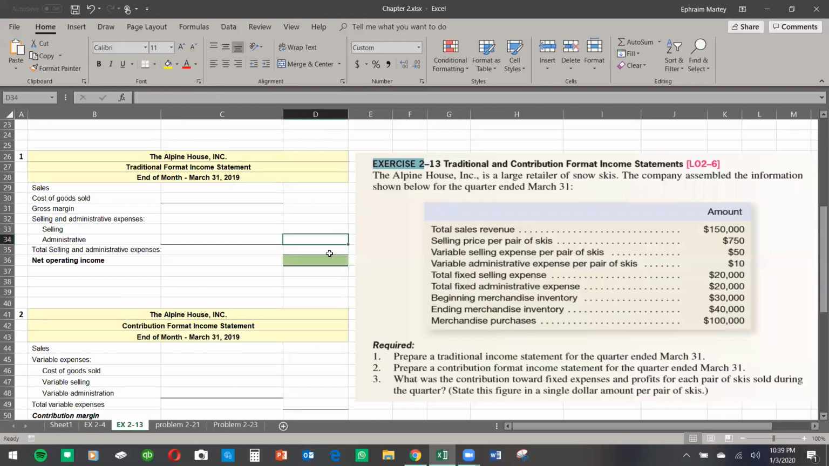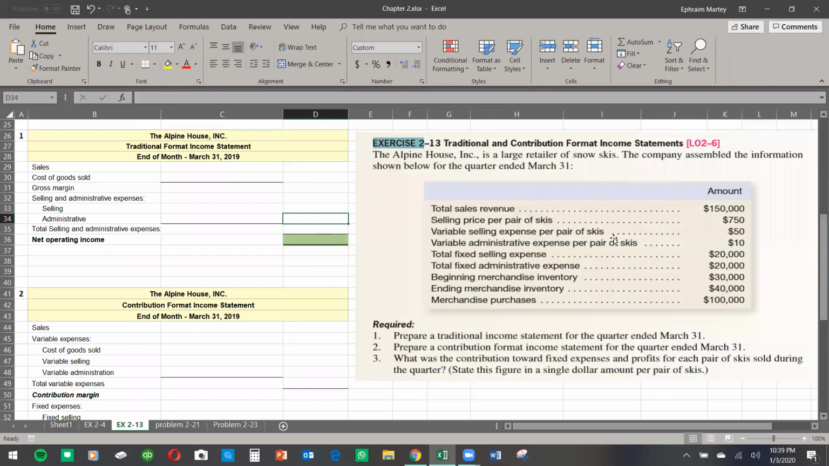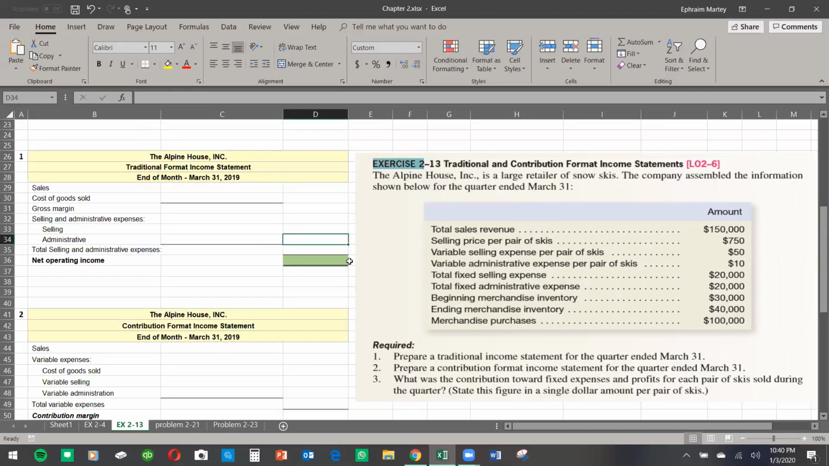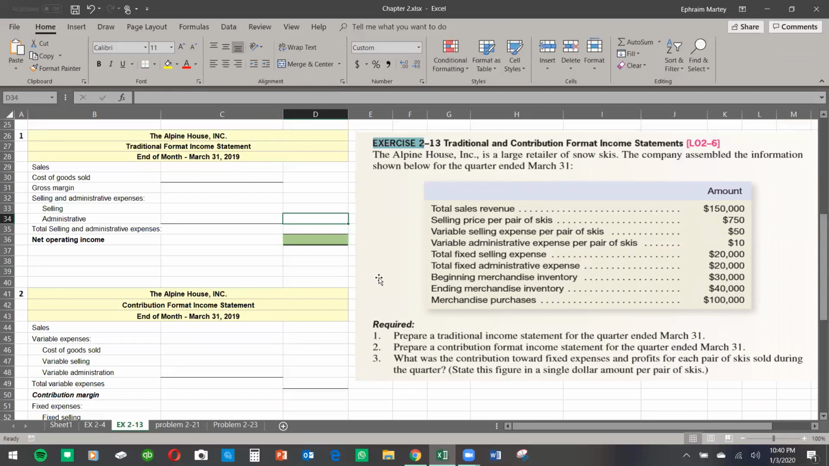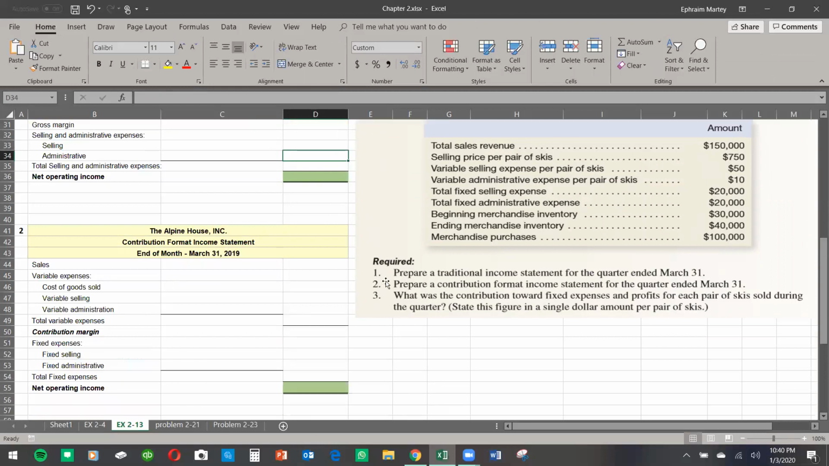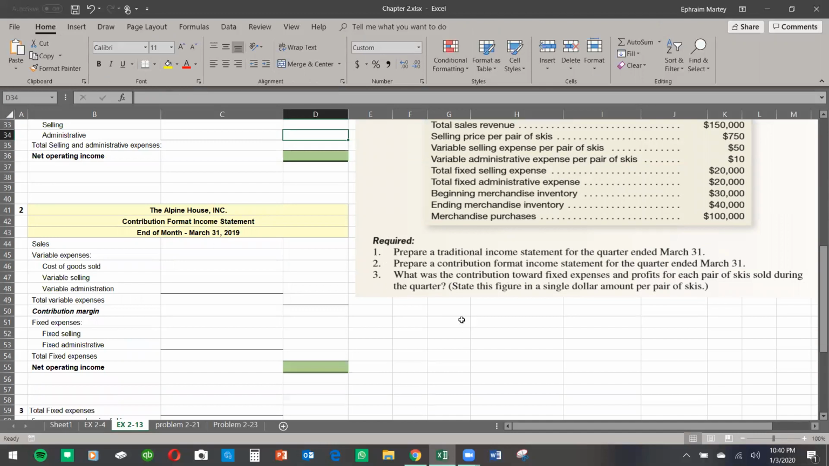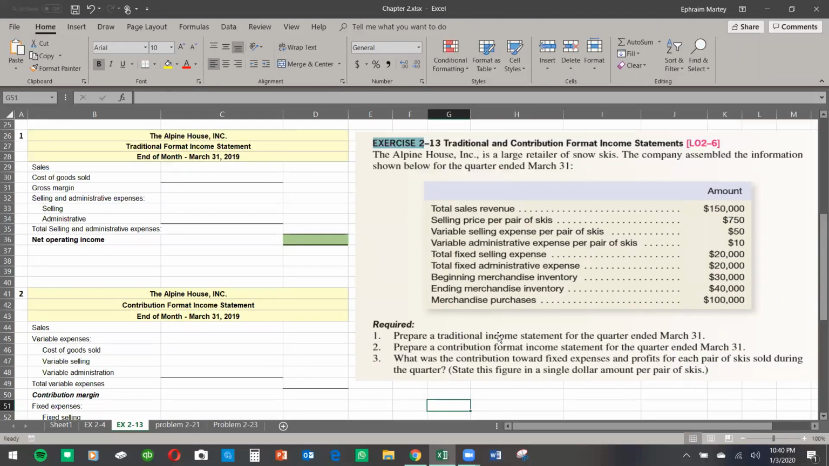In the next exercise, we have a problem for a company where we are required to prepare a traditional income statement for the quarter ended March 31st, and also a contribution format income statement for the same quarter. Now, let's talk about the difference between traditional format and contribution format. Traditional format is the same thing you did in financial accounting.